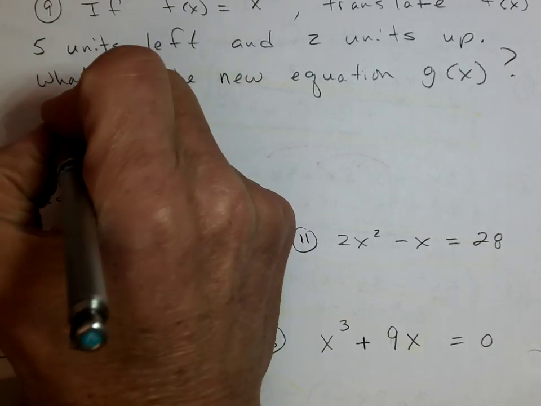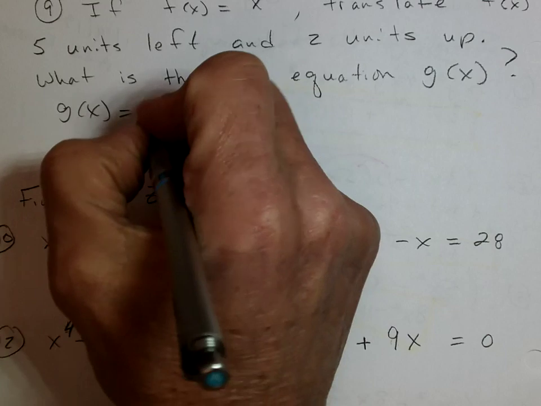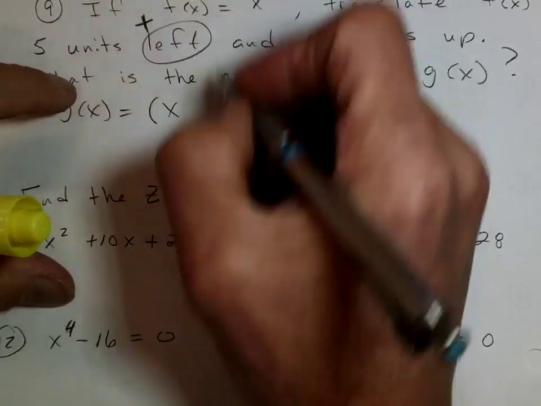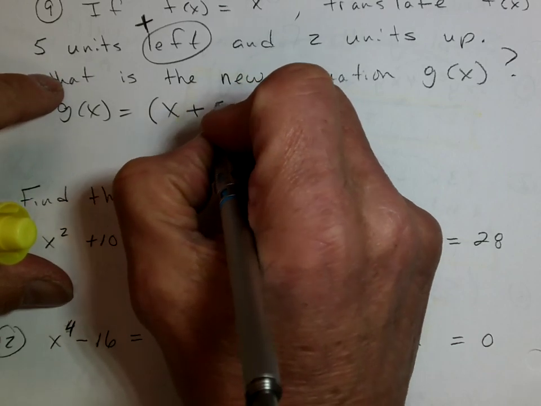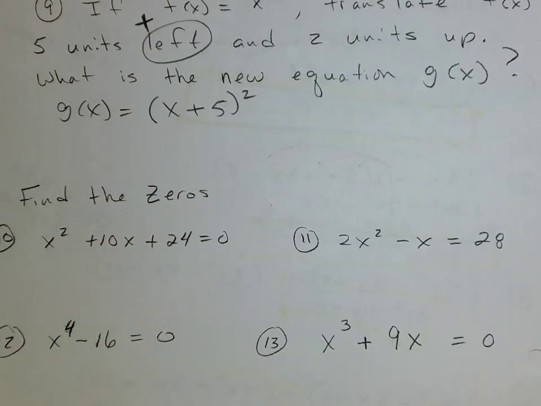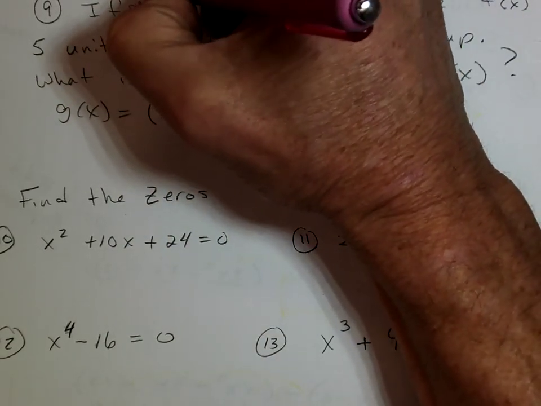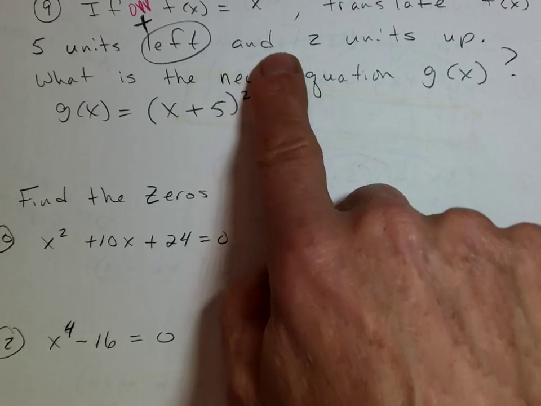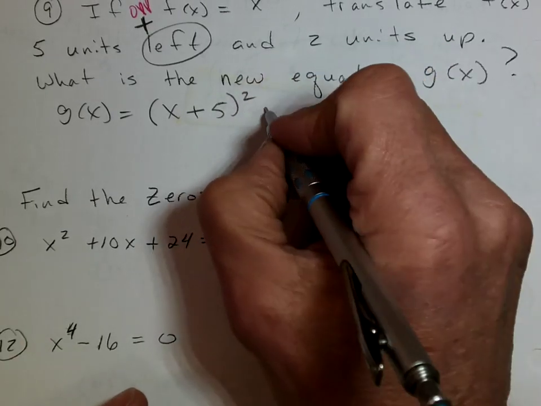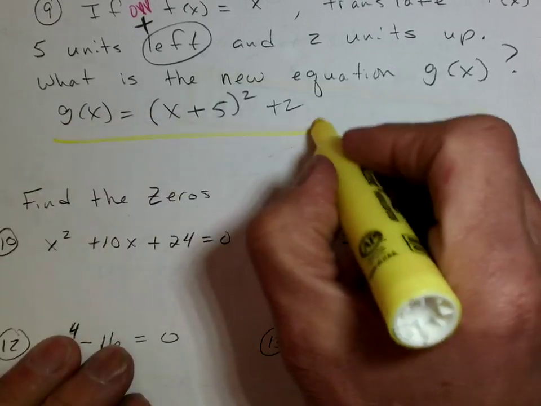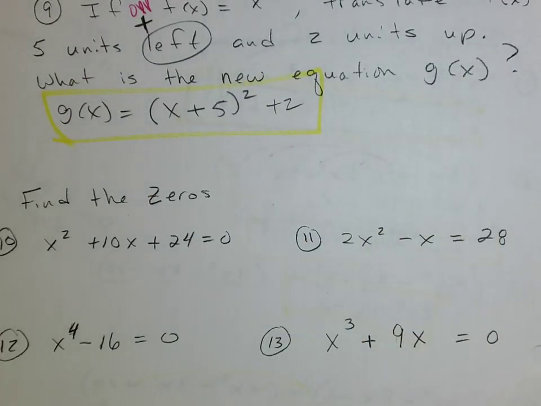So I'm going to say, okay, g of x is equal to parentheses x plus, because it's the opposite, plus 5 squared, because it's the opposite of the inside, right? And then 2 units up, plus 2. That's it. That's taking my parabola. We're going to move our parabola back 5, up 2. That's my new equation.